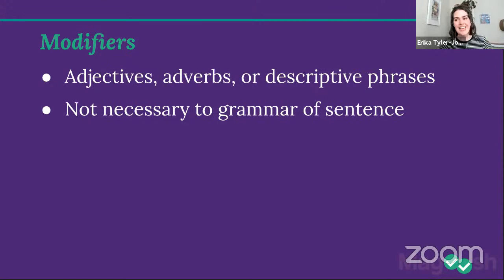So a modifier is an adjective, an adverb, a descriptive phrase, something that gives a little bit of character to the sentence. It gives a little bit more description, a little bit more color, a little bit more fluff, but is not necessary to the grammar or the core meaning of the sentence. So if we take the adjectives and adverbs and descriptive phrases out of that sentence, we should still have a sentence. It'll be a shorter sentence, but it will still be a sentence.